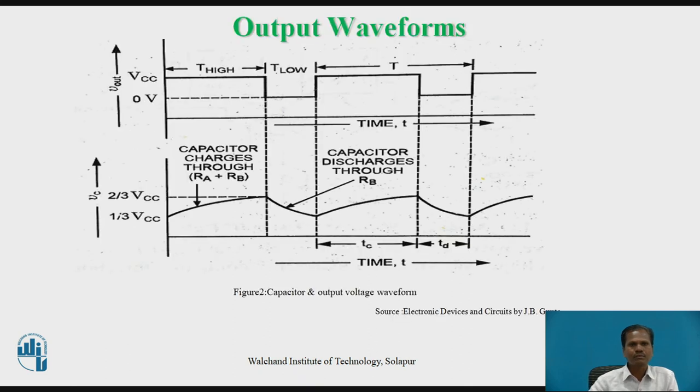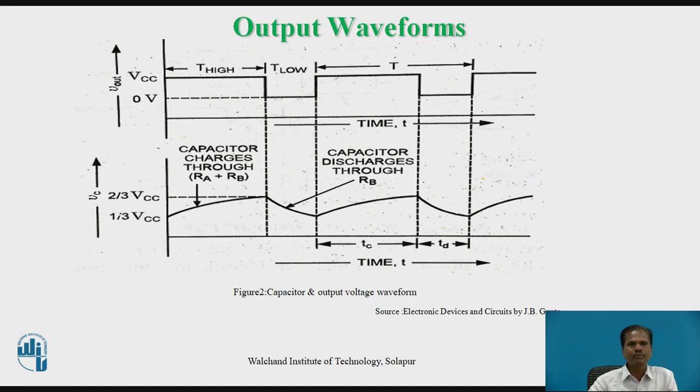This figure 3 shows the output waveform for astable multivibrator using IC555. The upper waveform is for the output signal of IC555. So the output voltage signal changes between two voltage levels, a high voltage level, that is approximately equal to plus VCC, and a low voltage level, that is nearly 0 volt.